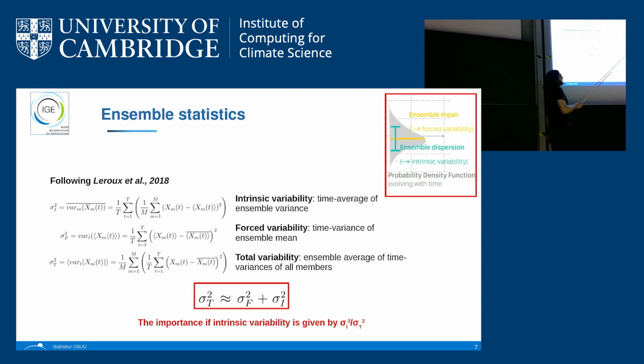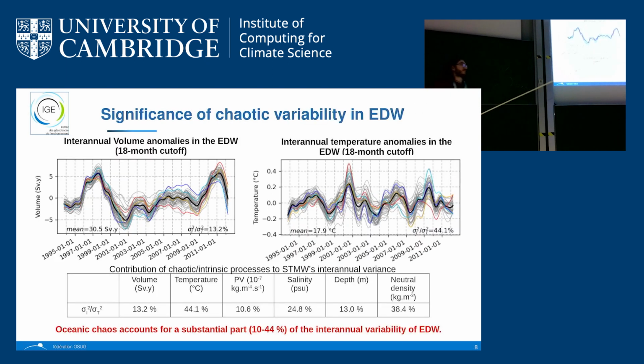We consider that this is the effect of atmospheric variability. And then total variability can be defined as the ensemble average of the time variances of all members. And we have this very useful property: the total variability is the sum of the forced and intrinsic variability. That means it's very easy to quantify the importance of intrinsic variability, just get the ratio, intrinsic over total. And that's exactly what I did.